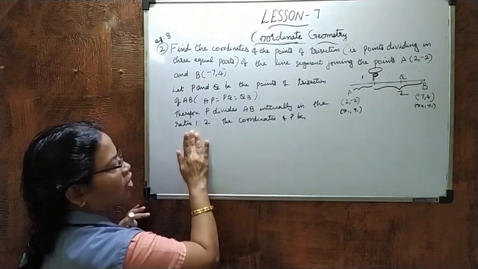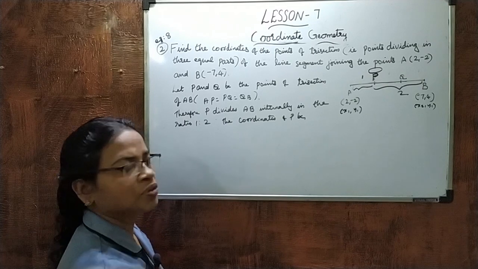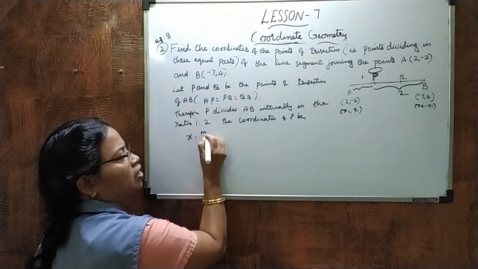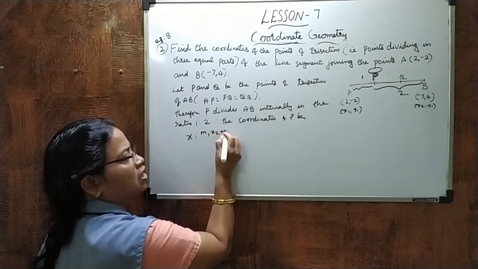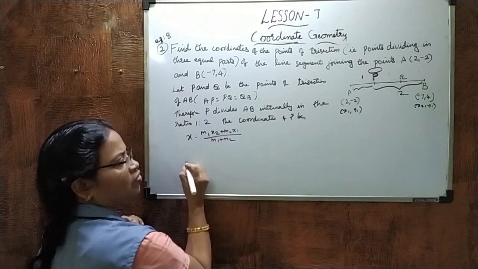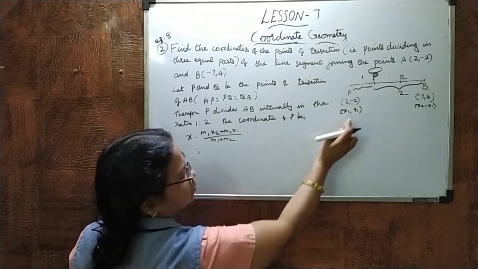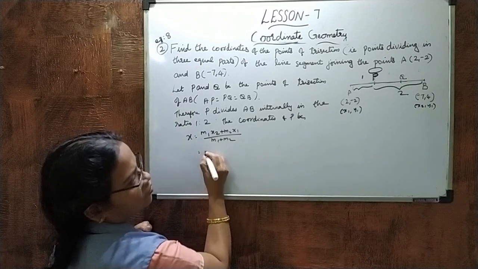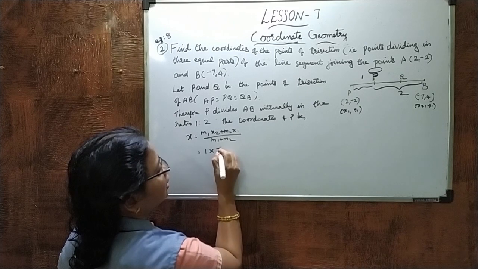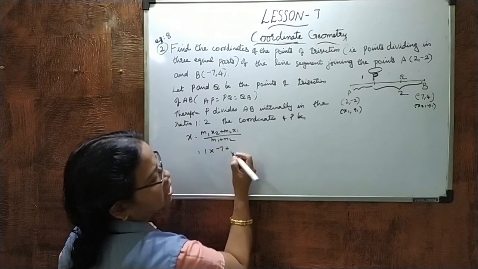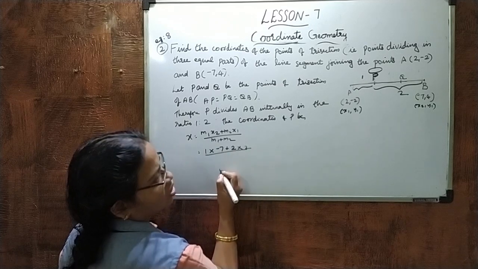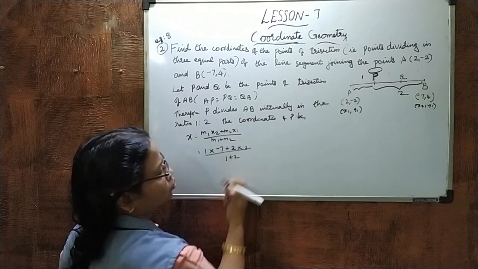Then what do you have to find out? You have to find out the coordinates of P now. How will you find out? Using the section formula, x is equal to (m1 x2 plus m2 x1) divided by (m1 plus m2). Now we will apply. Here it is x1, y1. So m1 is 1 into x2 is negative 7 plus m2 is 2 into x1 is 2, divided by m1 plus m2, which is 1 plus 2.